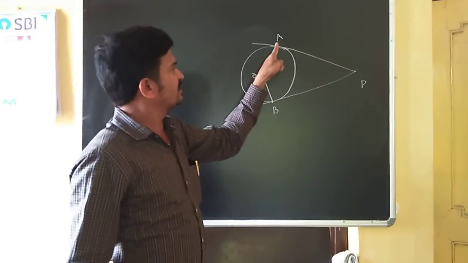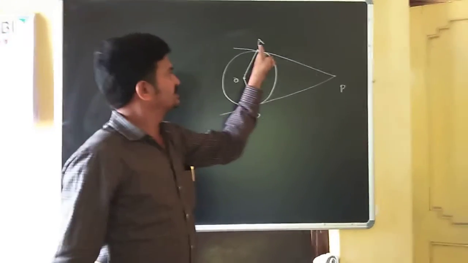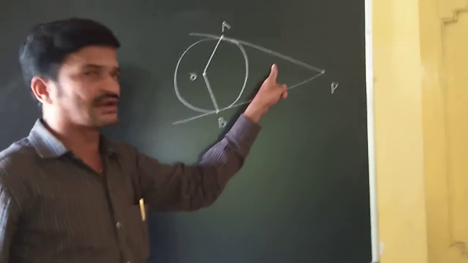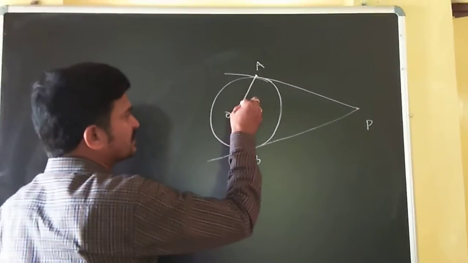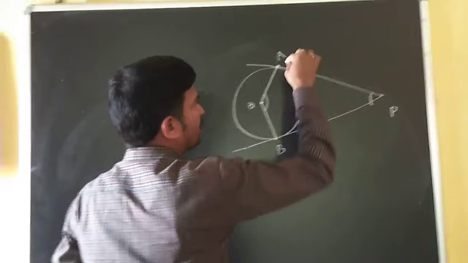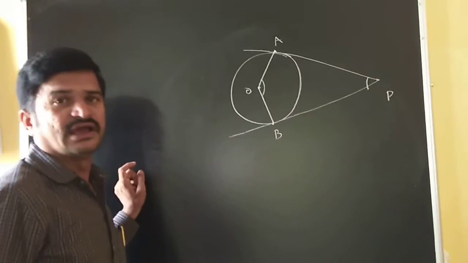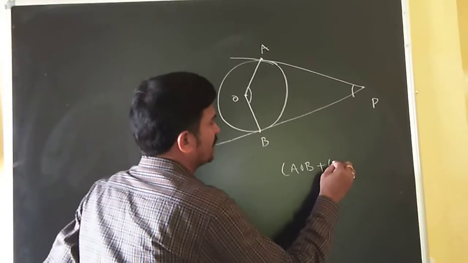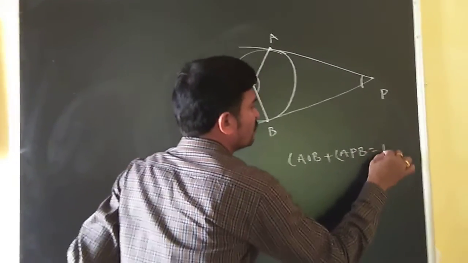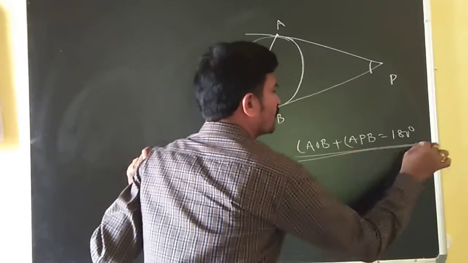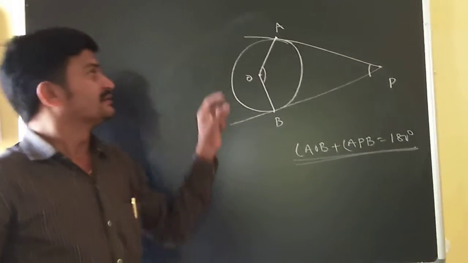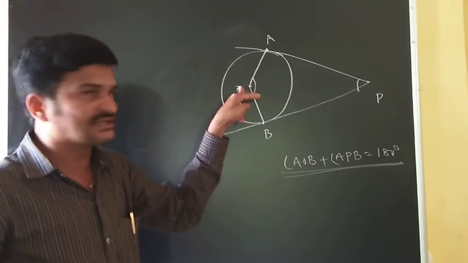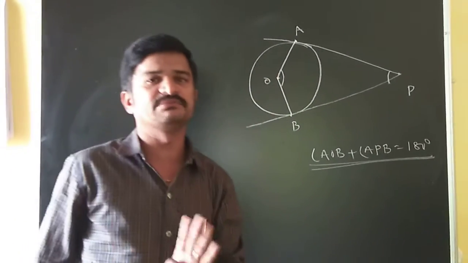Now here, AOBP, can you guess what is the name of this one? As AOBP has four sides, it is a quadrilateral, or not? In this quadrilateral, we are going to prove that angle AOB and angle APB are supplementary. Angle AOB plus angle APB is equal to 180 degrees. This is what we are going to prove today, isn't it? The angle inclined by the two tangents and the angle by both the radii at the center are supplementary. That is the statement.